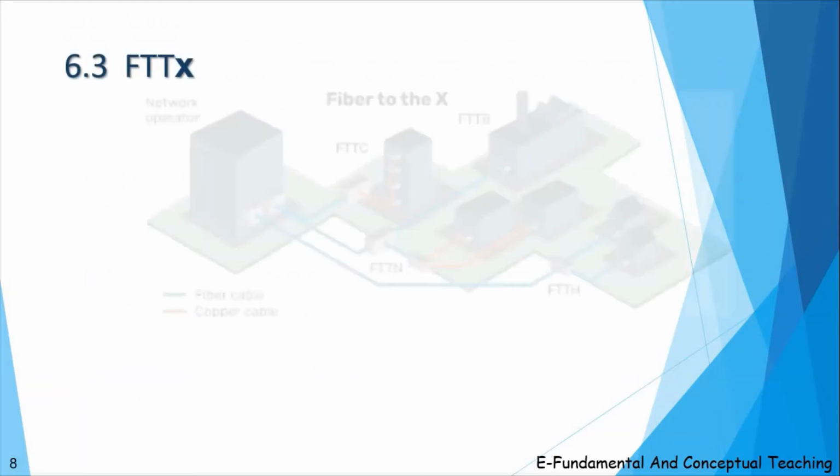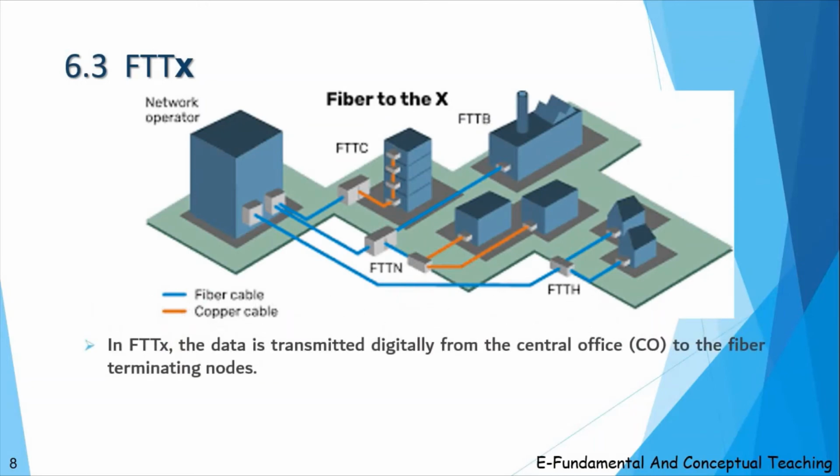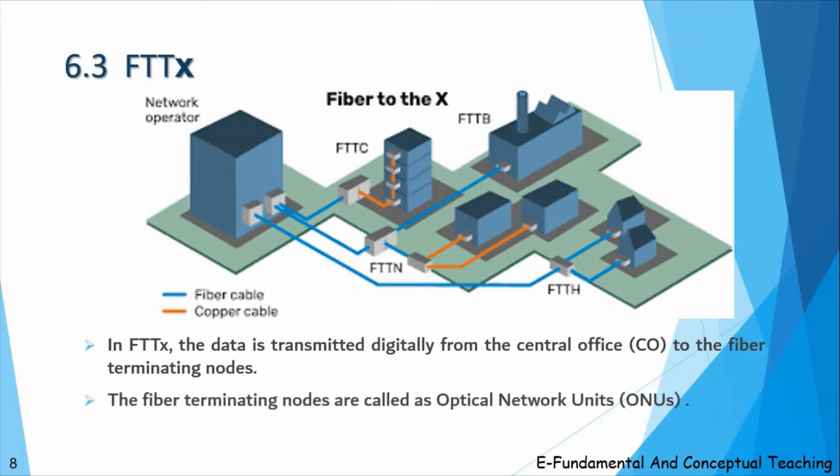FTTX, that is Fiber to the X. In FTTX, the data is transmitted digitally from the central office to the fiber terminating nodes. The fiber terminating nodes are called optical network units. Signals are broadcast from the central office to the optical network units. The optical network units share a common total bandwidth using time division multiplexing.